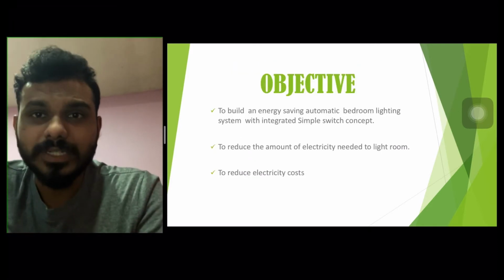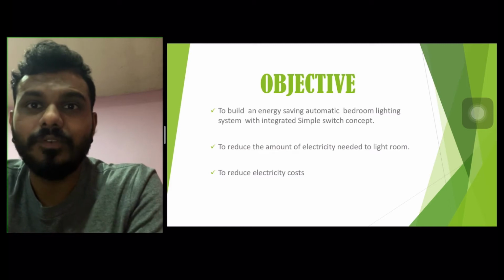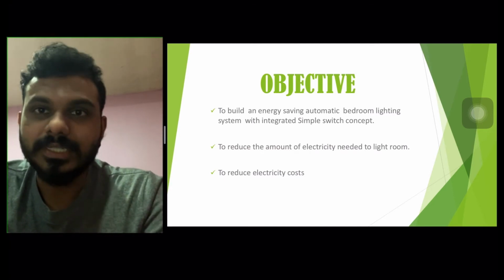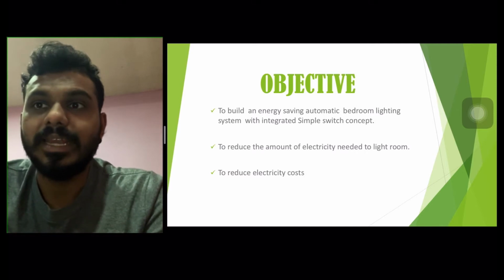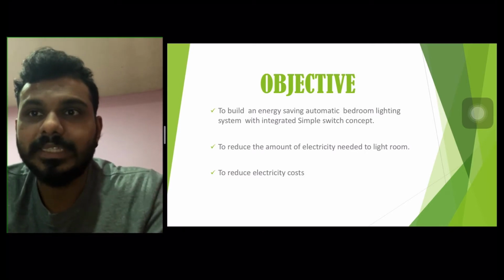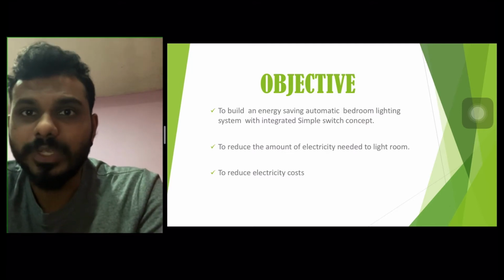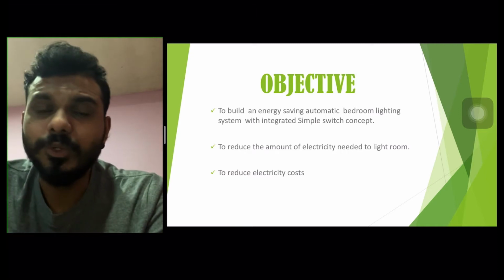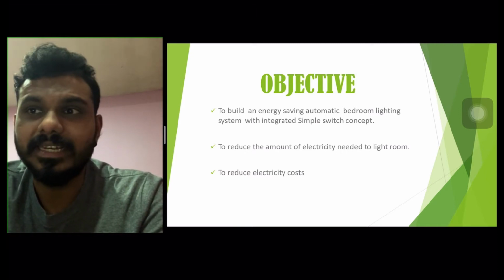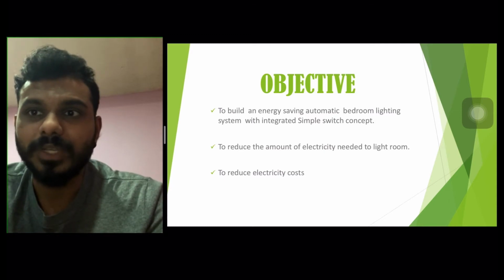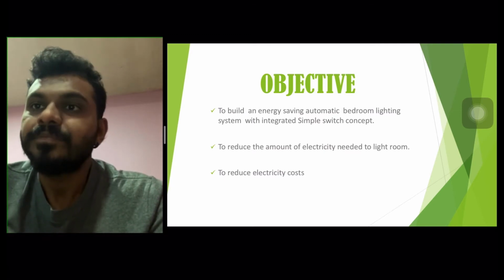Okay, first let's see the objective of the project. First is to build an energy saving automatic bedroom lighting system with an integrated simple switch concept. The second objective is to reduce the amount of electricity needed to light the room, and the third one is of course to reduce the electricity.